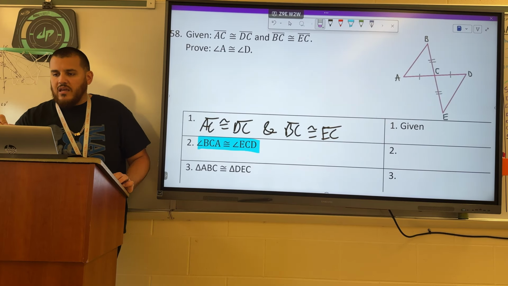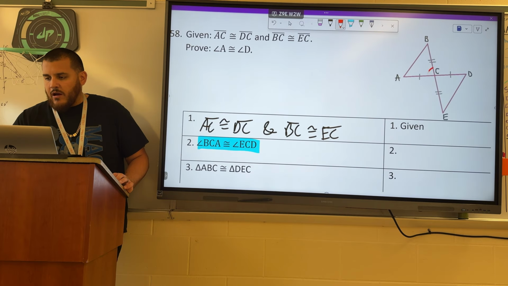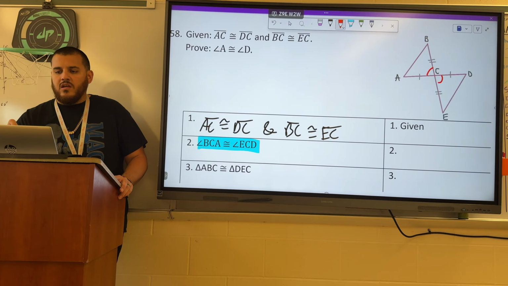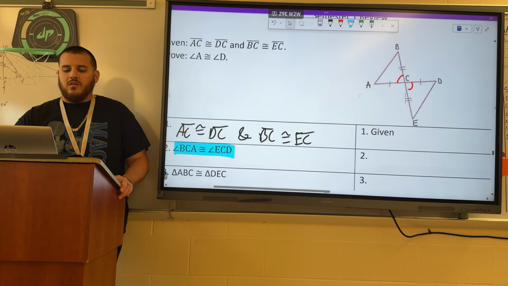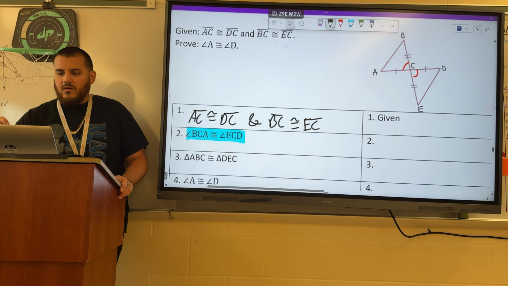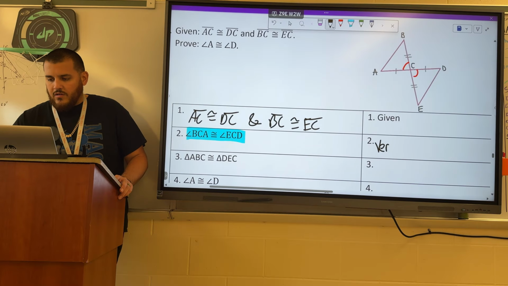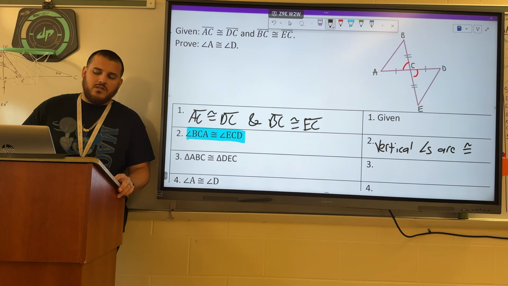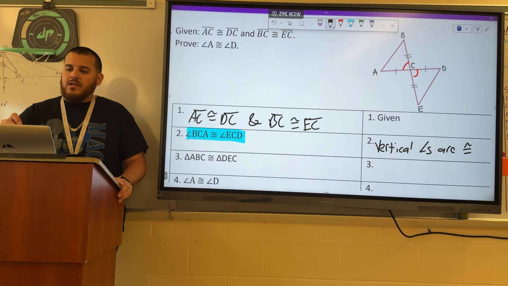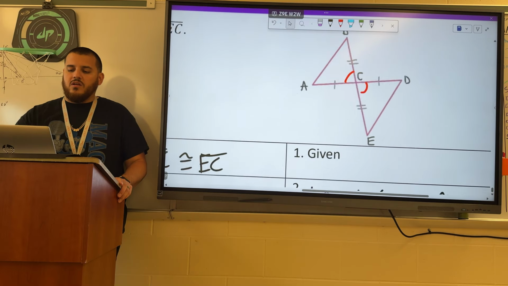So angle BCA is this angle right here. This says it's congruent to angle ECD, which is this angle here, and hopefully you can recognize those are vertical angles. So the reason those angles are congruent is because all vertical angles are congruent. Vertical angles are congruent. Be the reason that goes there. That marking now gives us enough criteria to say that these triangles are congruent.